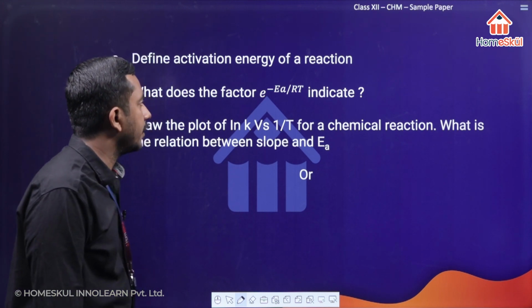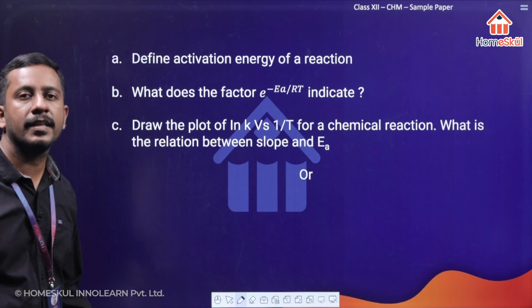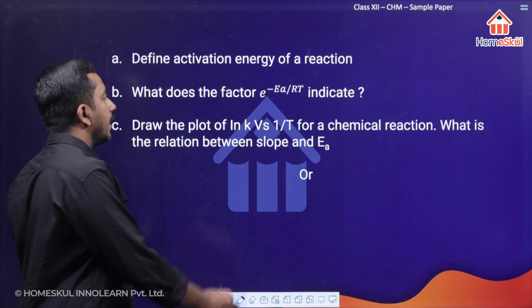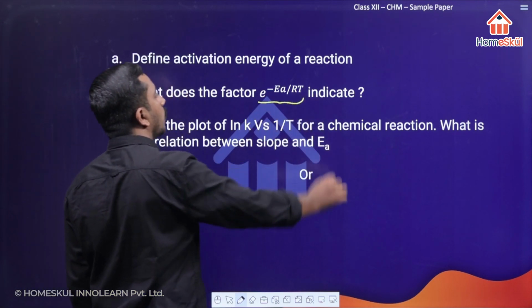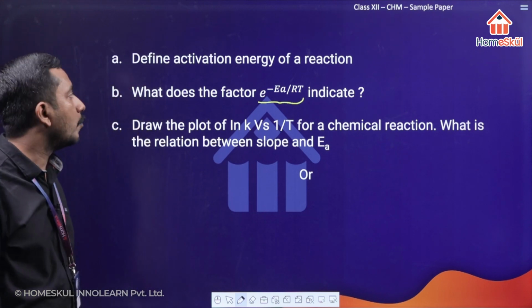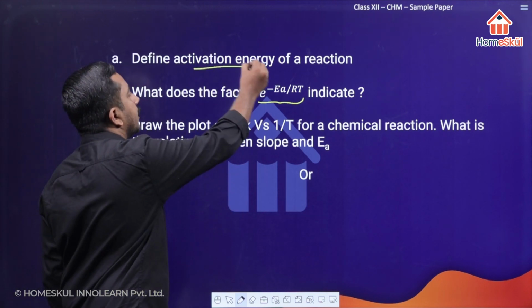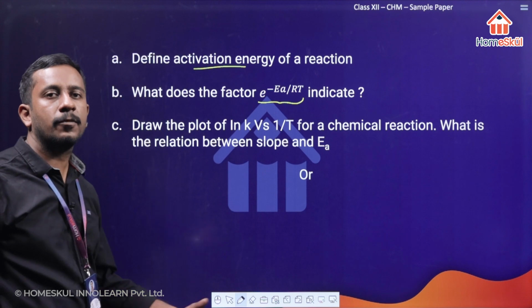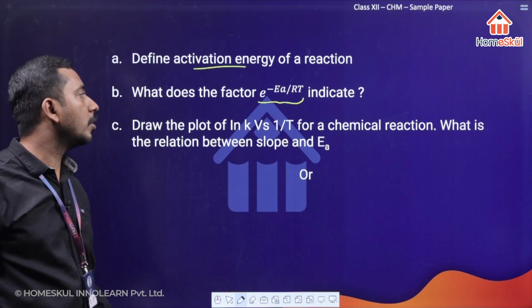And what does the factor e raised to minus EA by RT indicate? In the Arrhenius equation, this factor indicates the fraction of molecules having an energy which is equal to or greater than the activation energy. So that fraction of molecules is going to get converted into products.